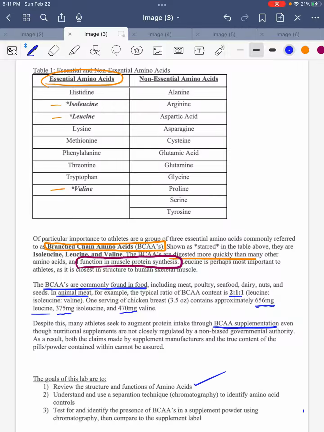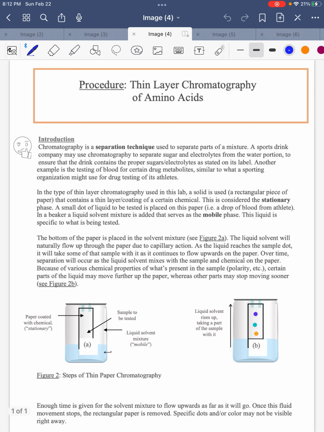Now we're going to talk about chromatography. And the whole fun of this lab, folks, is we're going to put a branched-chain amino acid supplement powder to the test. I have done this in the lab. I've taken a branched-chain amino acid supplement, and we're going to see, does it contain what it says it contains? All right. Make sure you review the basics of chromatography.